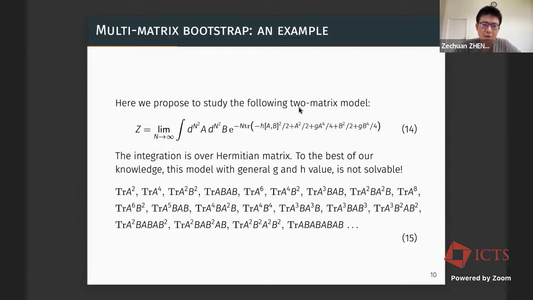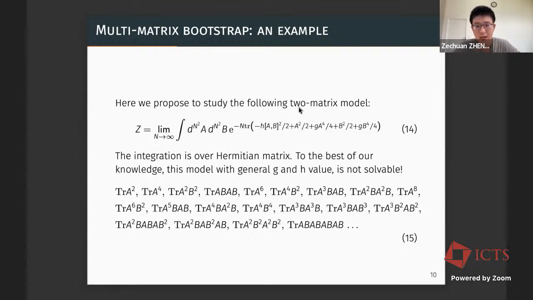Later, I want to show you that this bootstrap method is actually a serious numerical method. Look at this model. This is a 2-matrix model in the large N limit. So this is already an integration with an infinite number of degrees of freedom. And to the best of our knowledge, this 2-matrix model is not solvable.